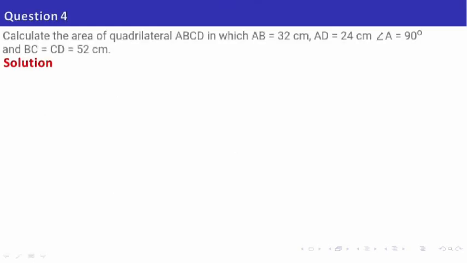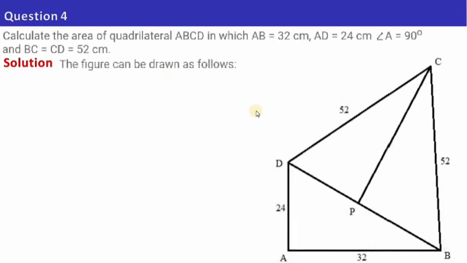So let's see the first question from the exercise. I'm taking question number 4. Calculate the area of the quadrilateral ABCD in which AB is equal to 32 centimeter, AD is 24 centimeter, angle A is 90 degree, BC and CD are equal to 52 centimeter. So the diagram looks somewhat like this. First and foremost, angle A is given to be 90 degree. So you see, this is exactly 90 degree.